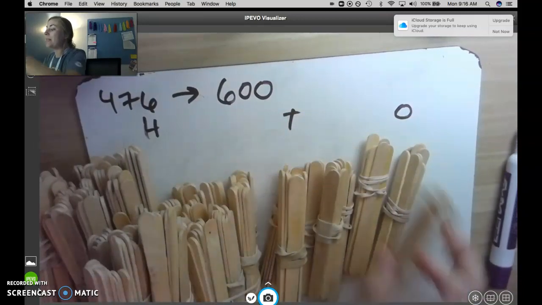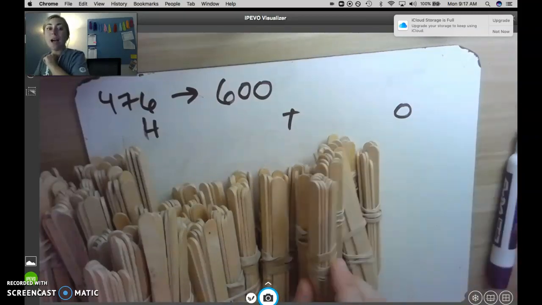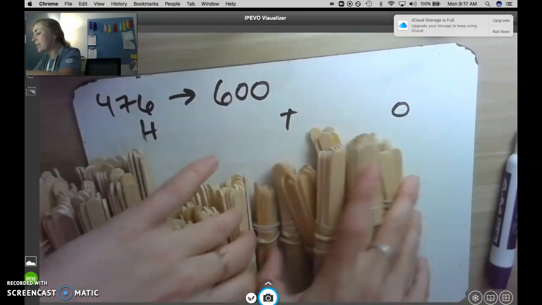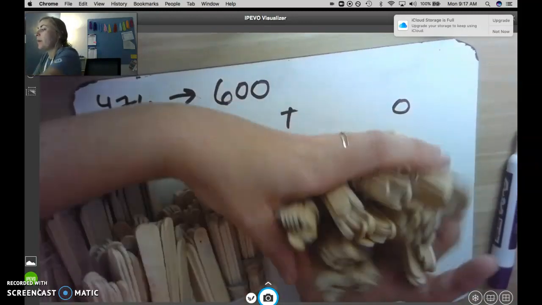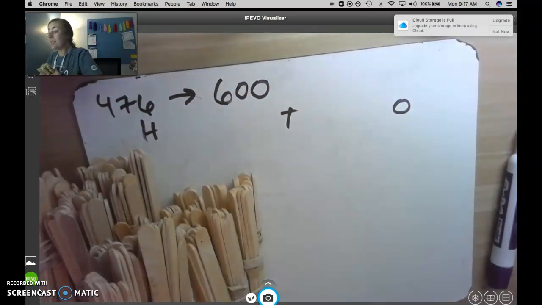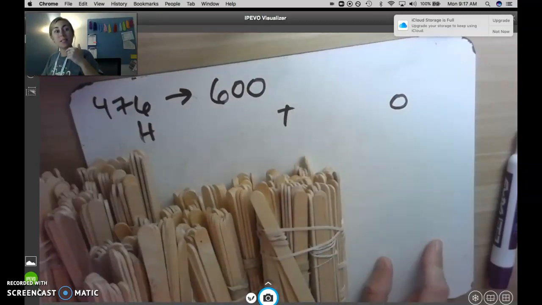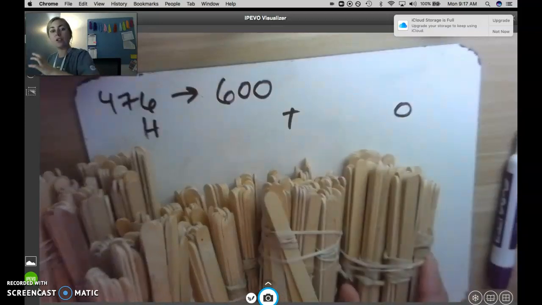Now I can count by tens. 480, 490, 500. So I'm going to take these 10 tens, and what am I going to do? Bundle it to make another 100. So now I have 500, but I still have to keep going to get to 600. The best way for me to get from 500 to 600 is to add another 100.